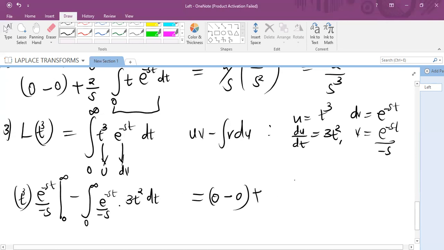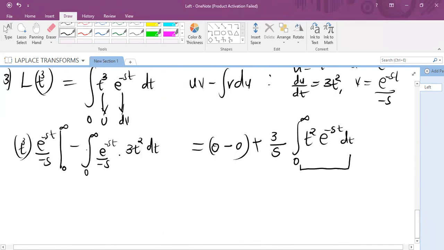Take all the constants outside, so I have 3 over s, and then I remain with the integral from 0 to infinity of t squared exponential minus st dt. This is what we looked for in example number 2. We were looking for the Laplace transform of t squared, and we got it to be equal to 2 over s cubed. So this side is 0, 3 over s, times 2 over s cubed, and this will give us 6 over s raised to power 4.